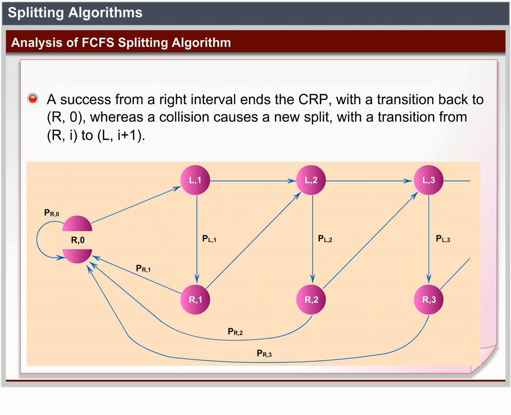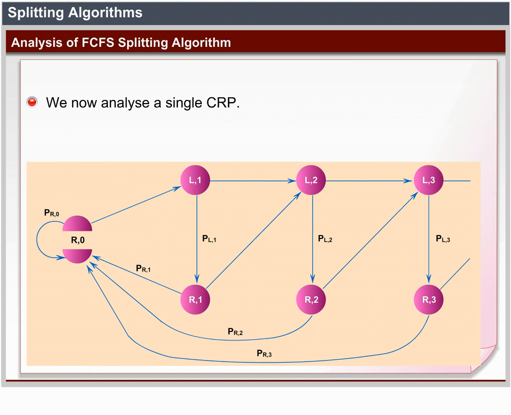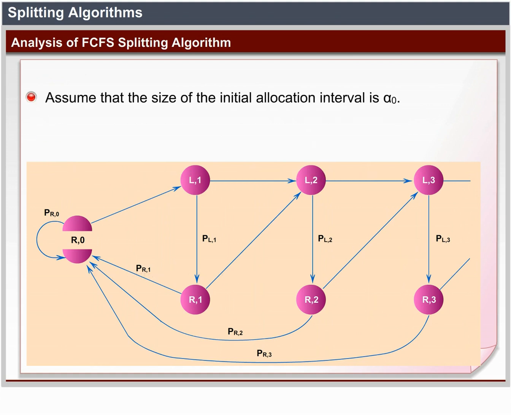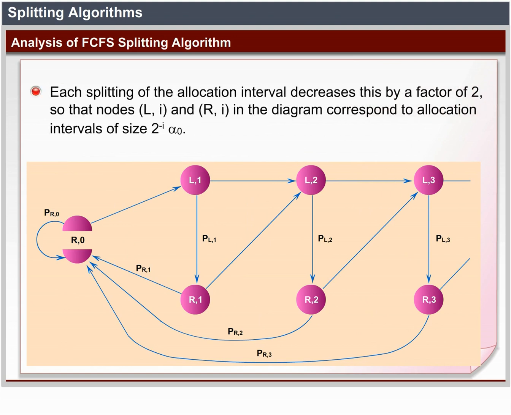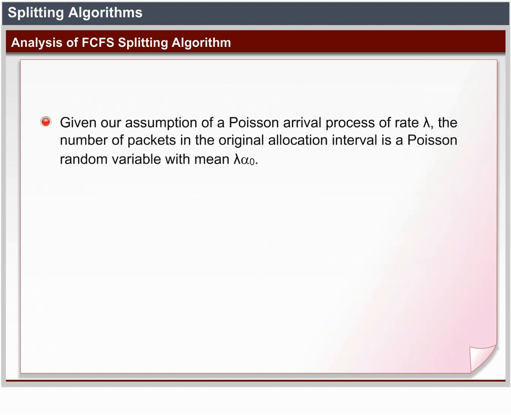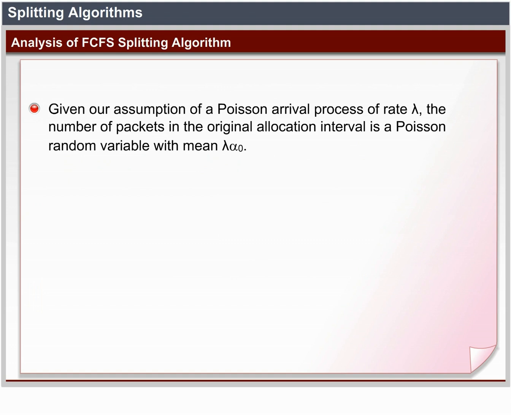We now analyze a single CRP. Assume that the size of the initial allocation interval is alpha naught. Each splitting of the allocation interval decreases this by a factor of 2, so that nodes L, I and R, I in the diagram correspond to allocation intervals of size 2 to the power minus I times alpha naught. Given our assumption of a Poisson arrival process of rate lambda, the number of packets in the original allocation interval is a Poisson random variable with mean lambda alpha naught.